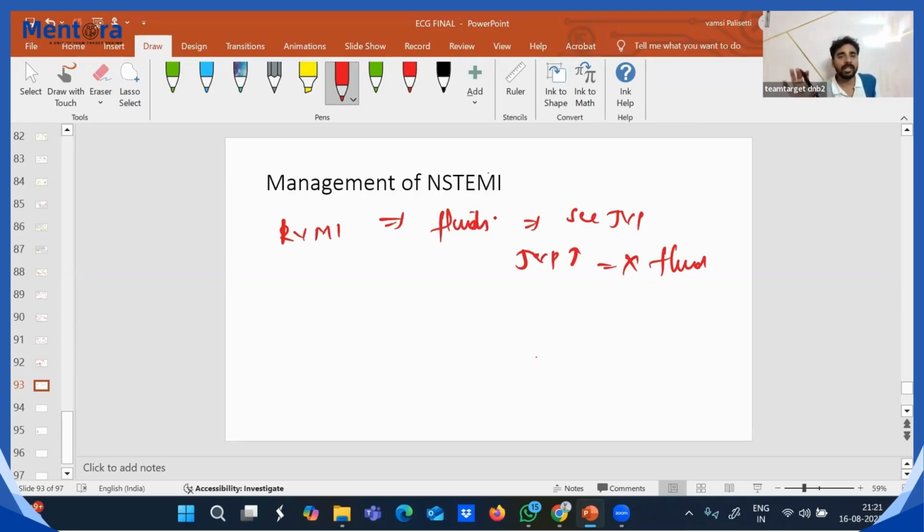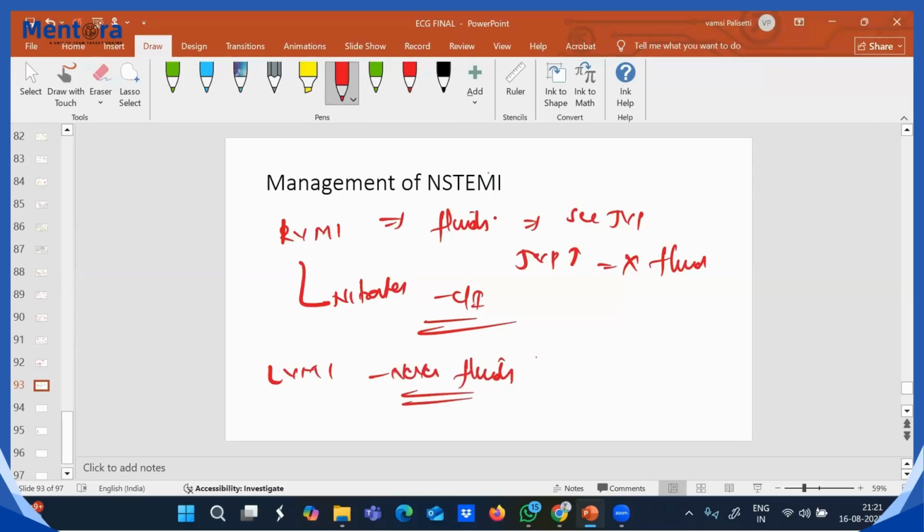So are fluids recommended in MI? Yes, in right ventricular MI, but still only until JVP is normal, right? And the second thing is, nitrates are very much contraindicated. Very important. Patient is having chest pain. If you see on the ECG that a right ventricular MI is there, you should not give nitrates because it worsens, because preload is decreased, right? That's it. Left ventricular MI, never fluids, because if you give fluids, it will go into hypertension. Never. Nitrates are recommended here.